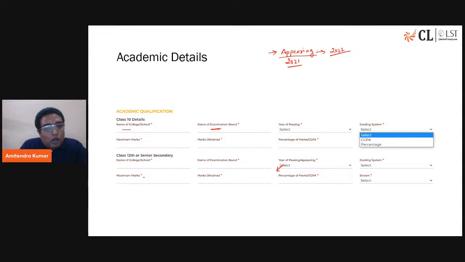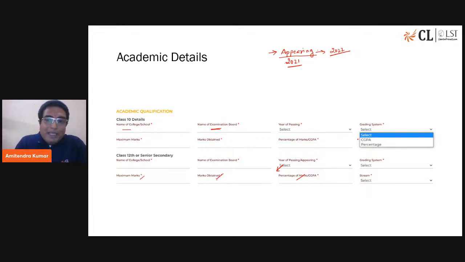these so-called important or mandatory questions, maximum marks, marks obtained and percentage, will be hidden actually. So they will not be mandatory. You don't need to fill anything over there except for the stream, which you select from the drop down, whether you are in commerce, humanities, or sciences.